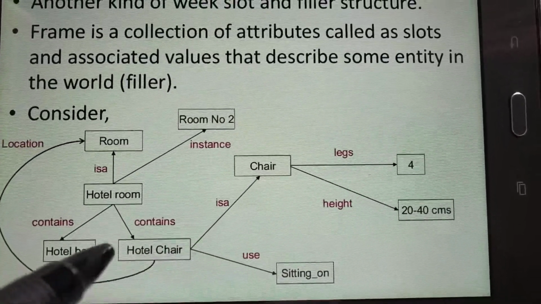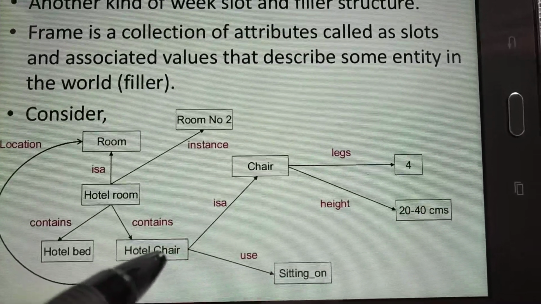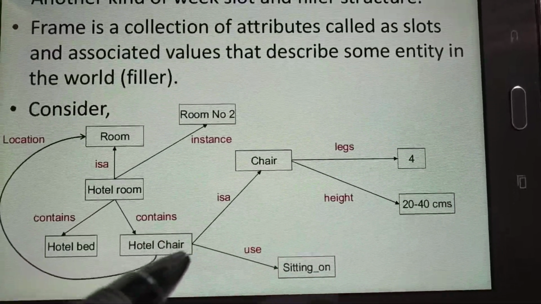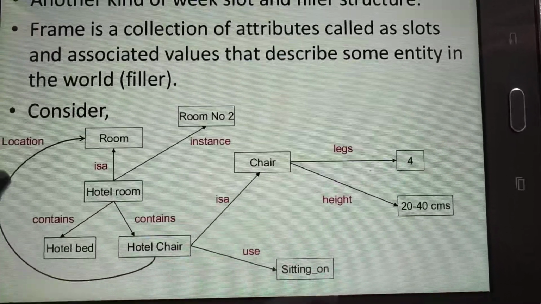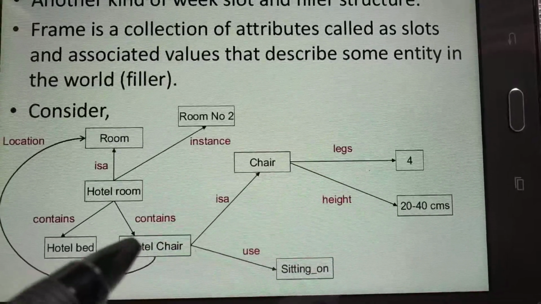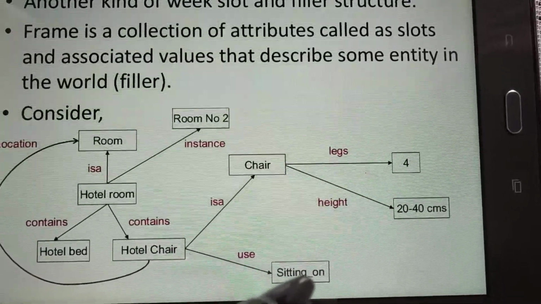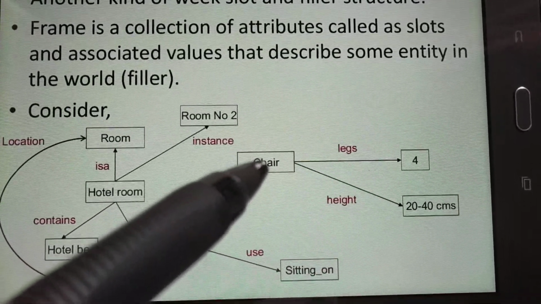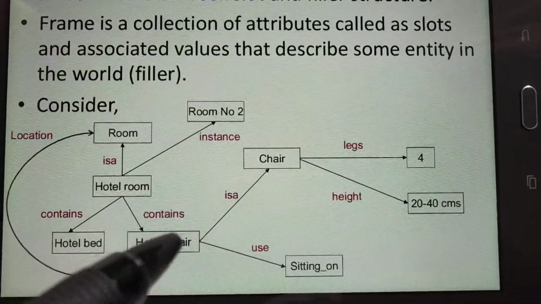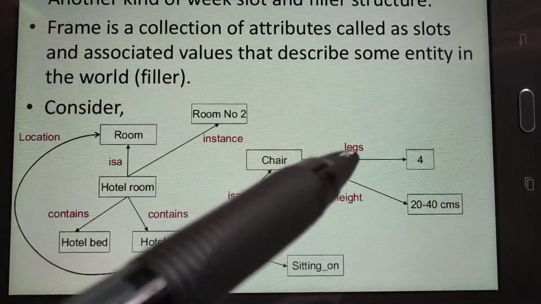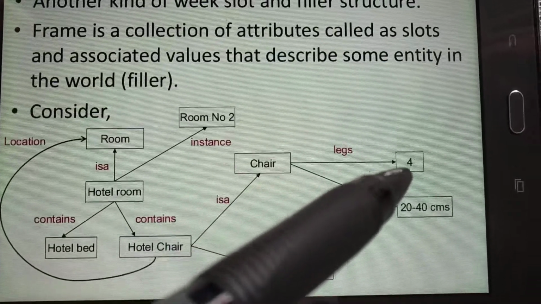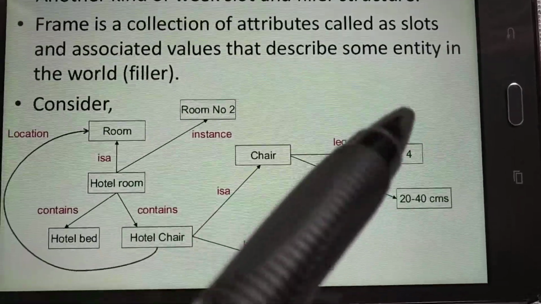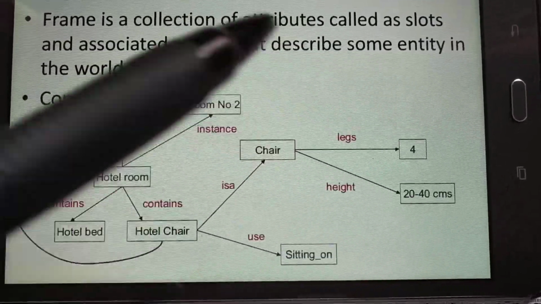Now when you consider, hotel chair class is a subclass of a superclass called chair. And hotel chair has its own attributes. One is location, the other one is sitting on. So hotel chair is used to sit on. Now chair, which is a superclass of hotel chair, in general has legs equal to 4. Chair always has 4 legs, and its height is usually 20 to 40 centimeters. So basically this is the semantic net which we have.